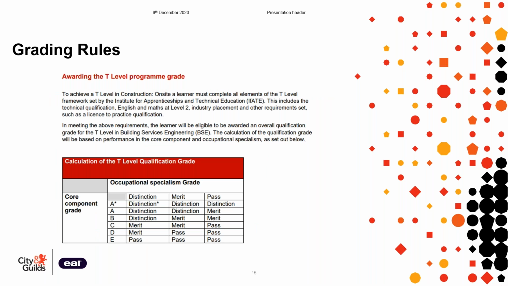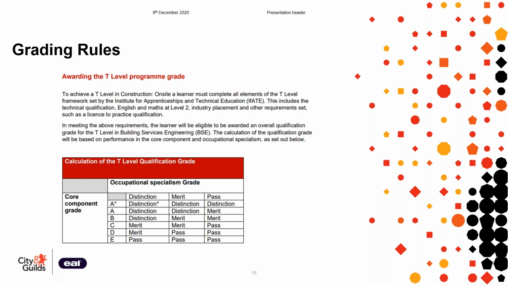Next slide, please. So let's look at the grading rules for the T-level. So for a learner to be awarded a T-level, they must complete all of the elements, which includes the technical qualification, English and Maths at level 2, the industry placement, and any other requirements set, such as a license to practice qualification. So once all the above requirements have been met, the learner will be eligible to be awarded an overall qualification grade for the T-level.